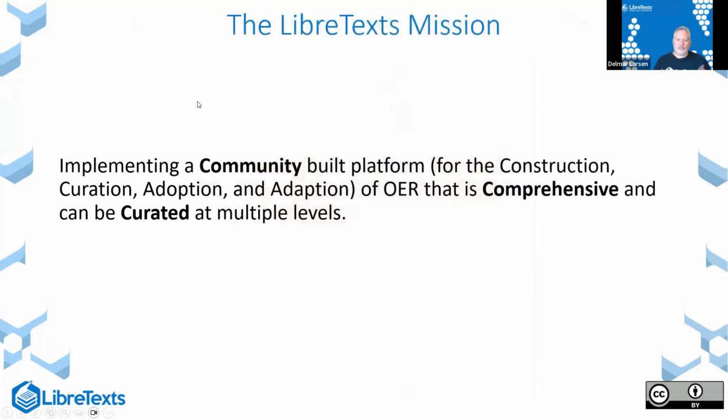So the mission statement that I often like to put down, the more codified version of our goal, is that we're implementing a community-built platform for the construction, curation, adoption, and adaption of OER that is comprehensive and can be curated at multiple levels. Each of the words that are bolded, these 3 C's, are particularly important in dictating the bigger approach that we are using. Each of the words in the parentheses, construction, curation, adoption, adaption, are necessary to advance those goals. And if any one of those 4 is not addressed appropriately, we feel we're not going to be able to address the big goal that we're trying to achieve.